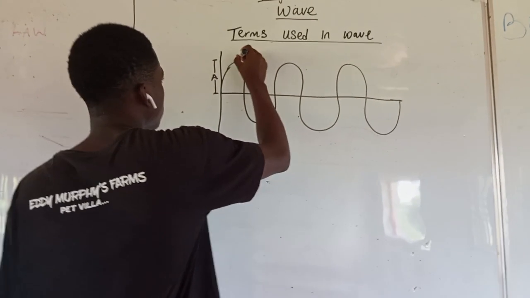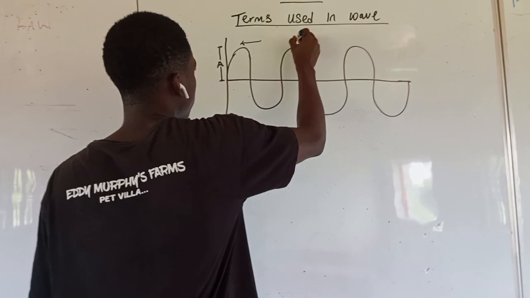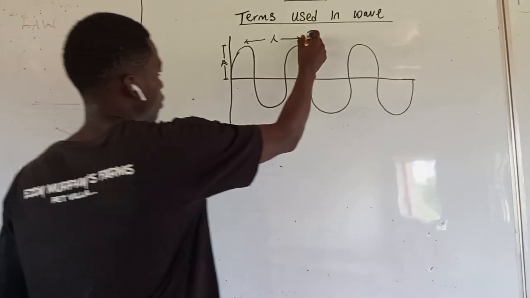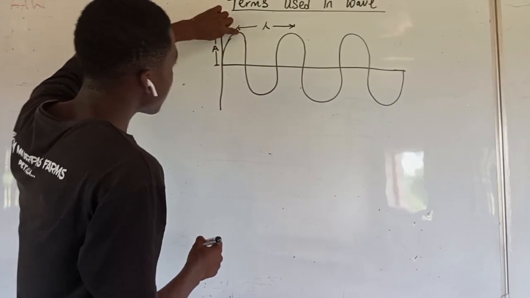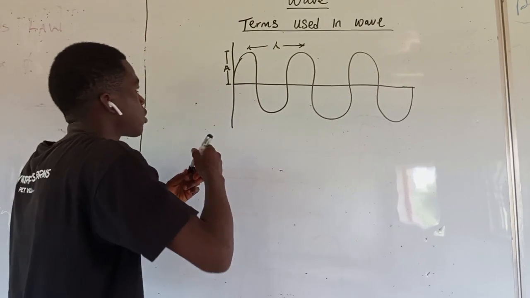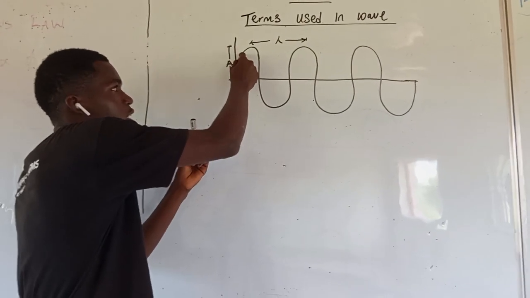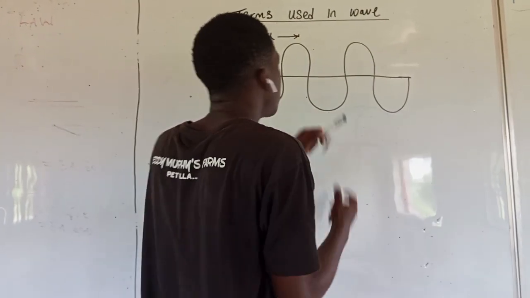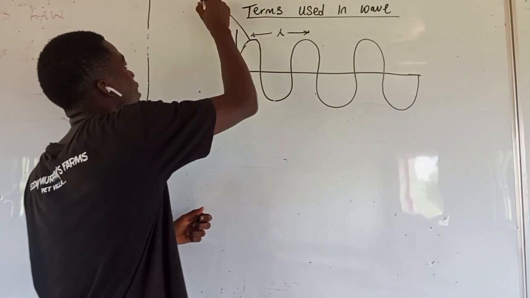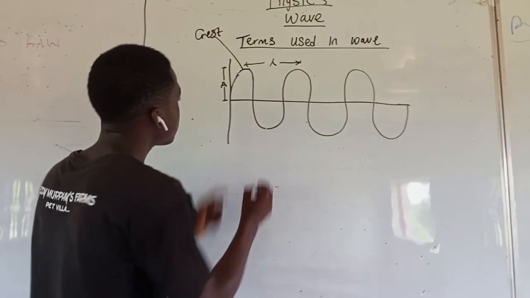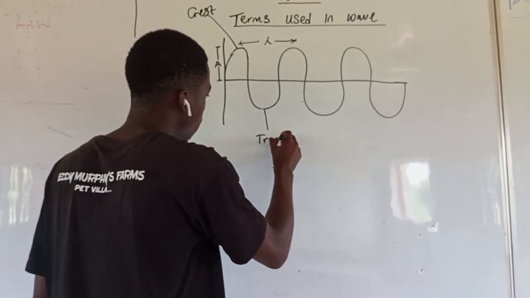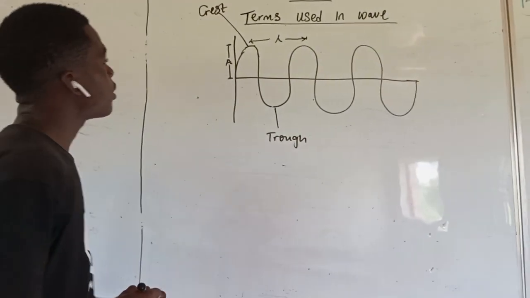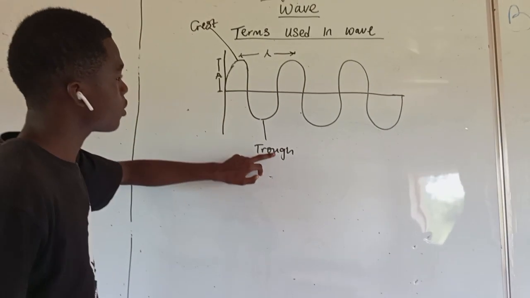From this point to this point, we'll explain this later, is what we call wavelength. Are you getting it? Now, this highest point of oscillation, this top is the highest point. This place is the lowest point. The highest point is called crest. Listen very carefully. And the lowest point is called trough. The highest point is called crest, and the lowest point is called trough.